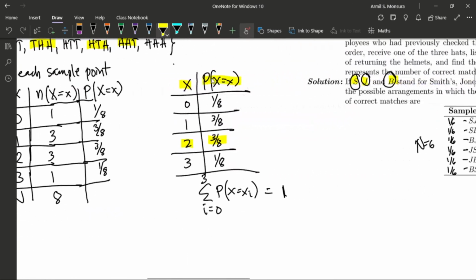Palitan lang natin ng f of x ito. If we actually replace this with f of x, we replace it with this small x. This one is the probability distribution of the random variable x already, kasi ito na yung set of ordered pairs. Ito na yung ordered pair na (0, 1/8), (1, 3/8), (2, 3/8), (3, 1/8). Yun. Ito na yung probability distribution natin.